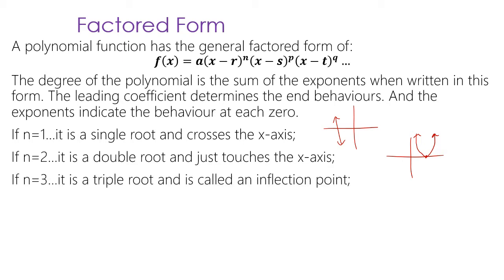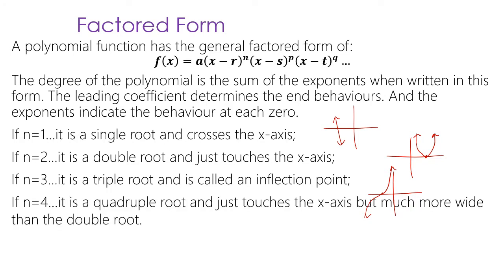If n is 3, it's called a triple root, and it's called an inflection point, as we kind of teased yesterday. With an inflection point, it's going to touch, so you're still going to have a zero, but it does a little wiggle, where it doesn't change direction, but what does happen is the rate of change actually increases or decreases. There's a little wiggle there.